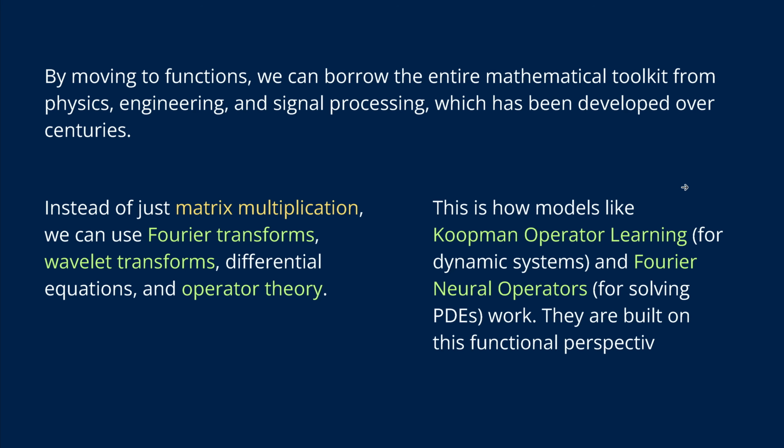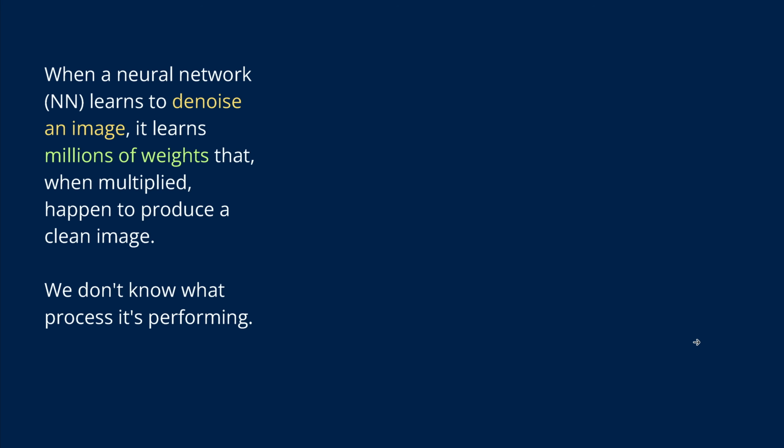I don't know if you are familiar with Koopman operator learning, I will show you at the end of this video, and with operators for solving partial differential equations, they already work, and this is great. So we have an operative functional perspective of how we should do this. So when a neural network, the old one, learns to denoise an image, it has to learn and modify millions of the tensor structure, what we call weights of a neural network. That happens when we do some operation to produce a clean image.